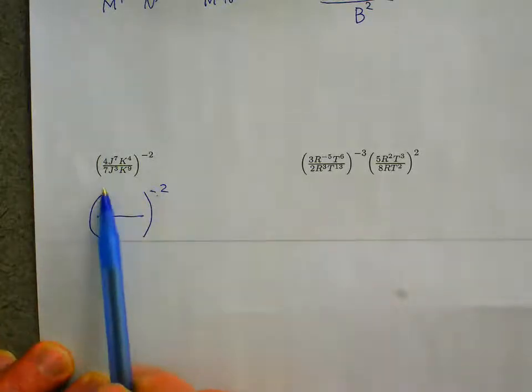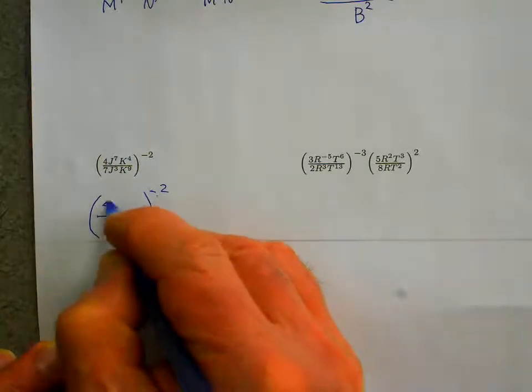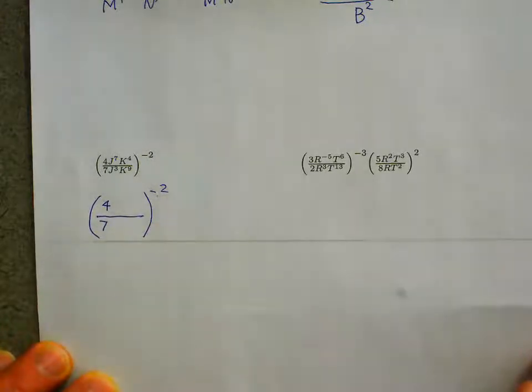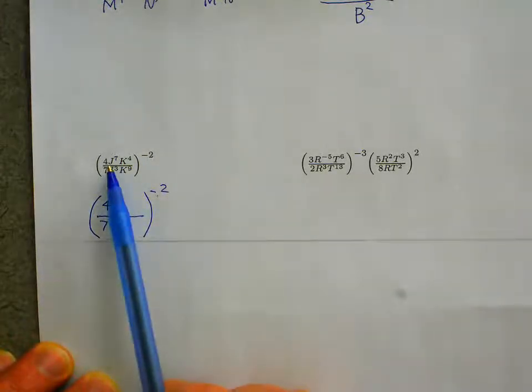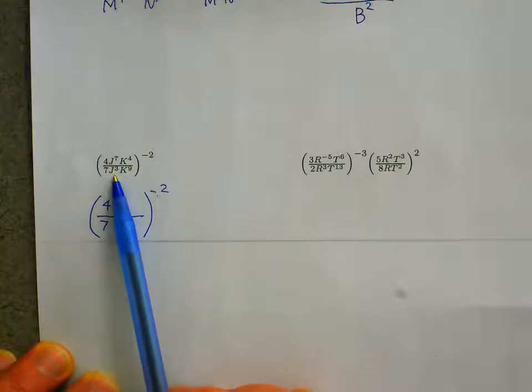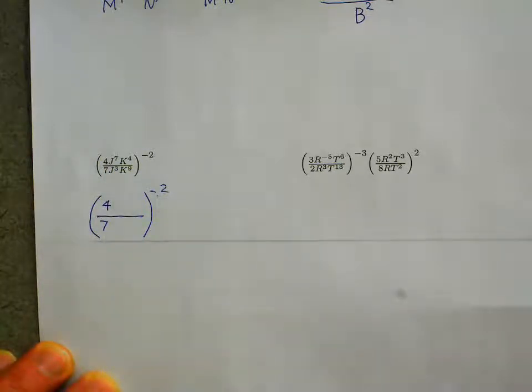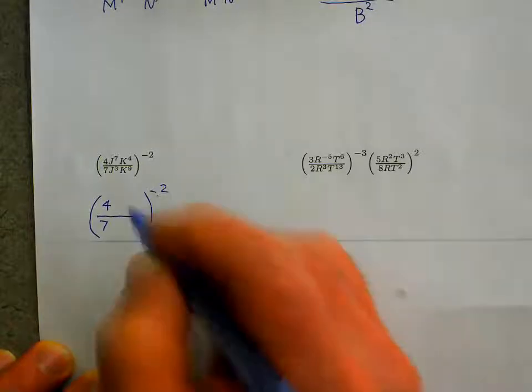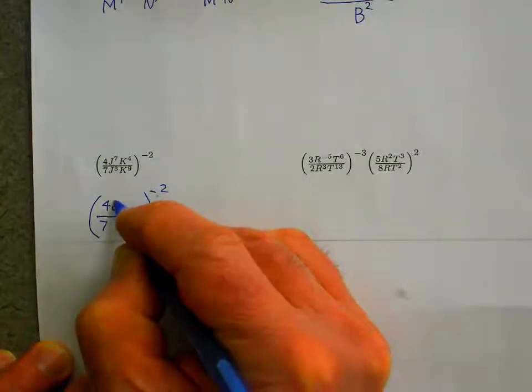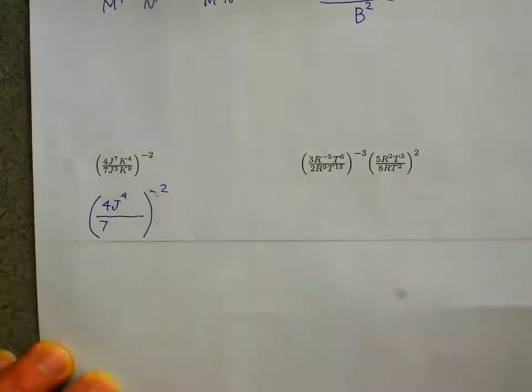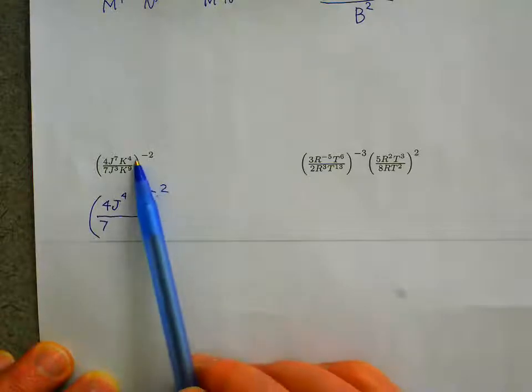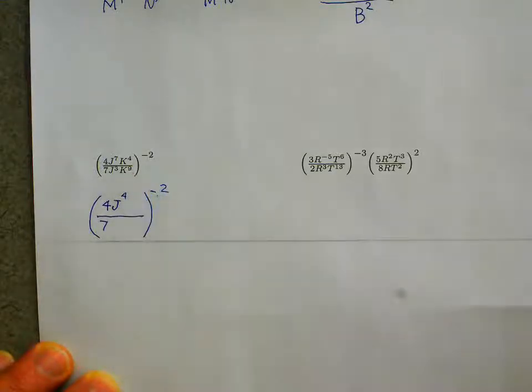So first begin with the numerical coefficients. 4 divided by 7, that cannot be simplified any further than it is. j to the 7th divided by j to the 3rd, that's j to the 4th in the numerator, because 7 minus 3 is 4. And then k to the 4th divided by k to the 9th, that's k to the 5th in the denominator.